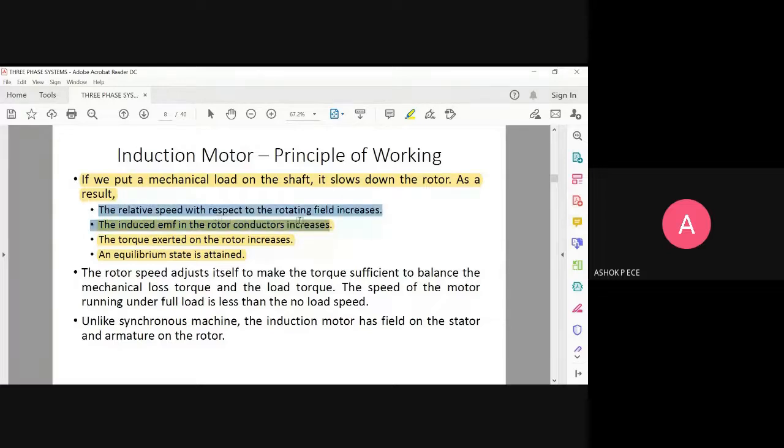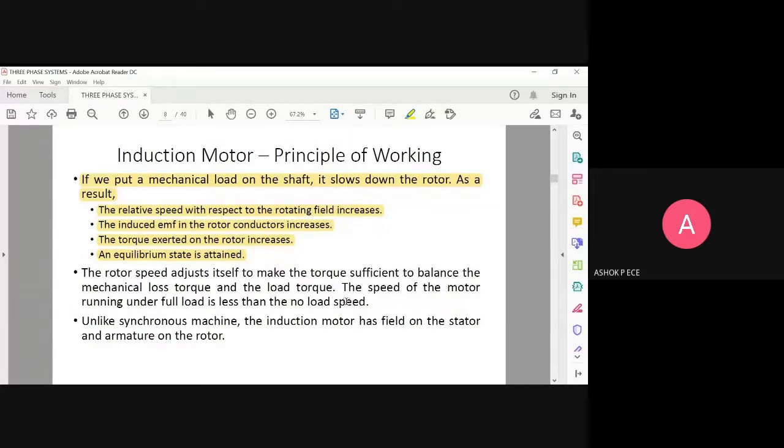The motor will adjust itself to balance the torque, and it will run at the full load speed, which is always less than the no load speed. So the no load speed is going to be a particular number, say 300 RPM. If you are going to load the motor, it will try to be at 300 RPM only by balancing all the torque. But because of the practical considerations of the motor, it will be slightly less than 300. It will be close to 290 RPM.